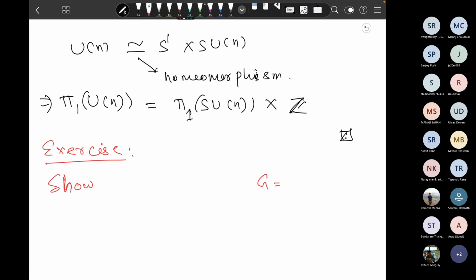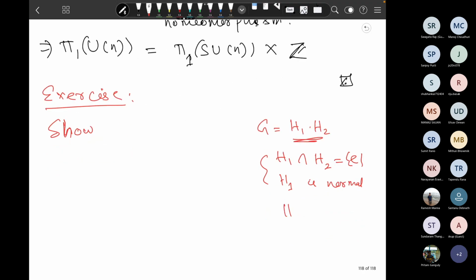So what I'm saying is that G being written as H1 into H2 will not by itself give that this is a direct product or a semi-direct product. For a semi-direct product, you have to ensure that H1 intersection H2 is identity and one is normal. For a direct product, you have to ensure that H1 intersection H2 is identity, and H1 and H2 commute with each other. So this is for direct product. Is it clear?